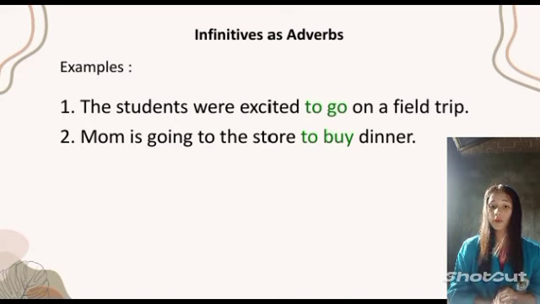Let's understand this with one more example. Mom is going to the store to buy dinner. In this sentence, the infinitive is to buy. The infinitive to buy gives us more information about the verb going. It tells us why Mom is going to the store. That means to buy dinner. So this is another example of how an infinitive can function as an adverb. Here we got to know how infinitives are used as adverbs in the sentence.